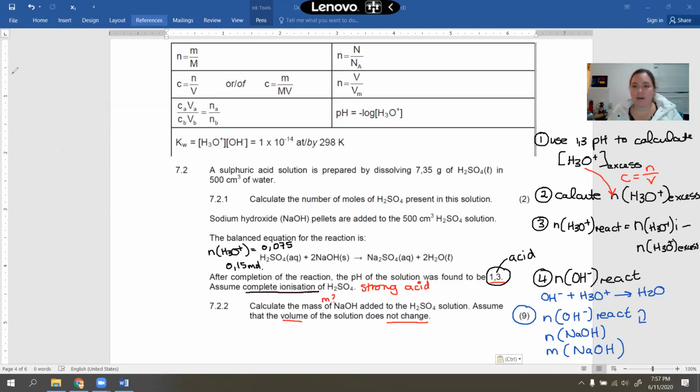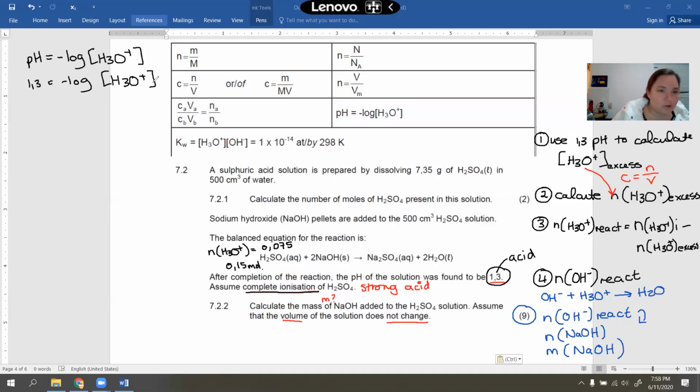All right, so I'm going to get started with each of my steps. Step number 1 was to use the pH of 1.3 to calculate the concentration of H3O+. I must write that pH is negative log concentration of H3O+. So from there, I'm going to put in 1.3 is negative log concentration of H3O+. And then I'm going to remember that this becomes negative log. Please remember it becomes negative log. I'm jumping straight to the answer because I want to make sure we save a bit of time.